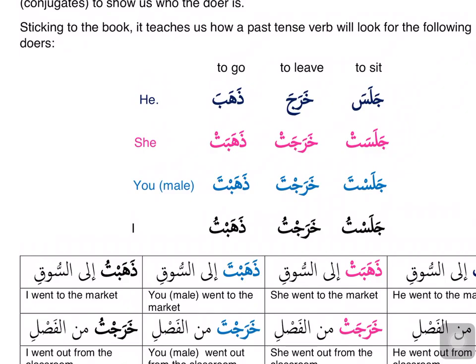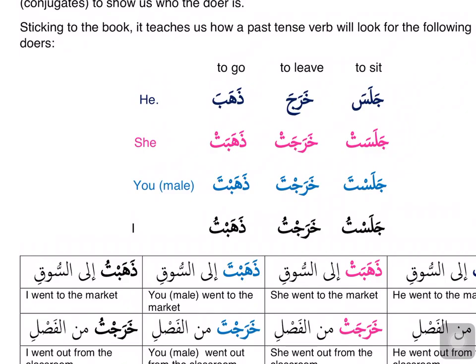He, if he did the action, how will the verb look? She, if she did the action, how will the verb look? You, male, did the action, how will it look? I did the action, how will it look? So let's look at it. In terms of vocabulary, it has introduced only 4 words to us. So the action of going, to go: if he did the action of going in the past, remember we are only doing past tense, how will I say it? Dhahaba. Dhahaba is saying he went.